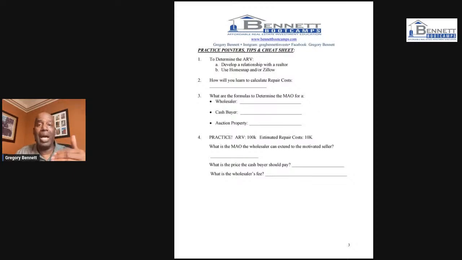A cash buyer is still probably going to buy this property at 70%, or you're at least going to put it out there at 70%. So we're going to take 250,000 times 70% minus the repair cost of 50,000, and we're going to get 125,000. I think Karen got that too.